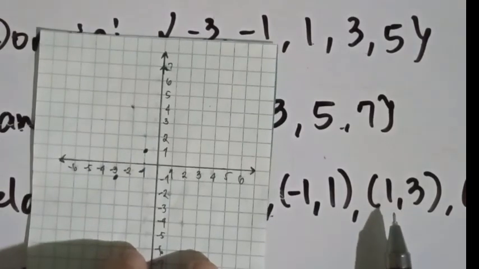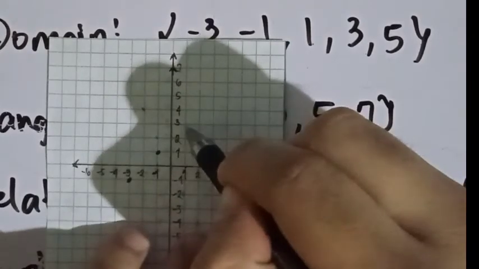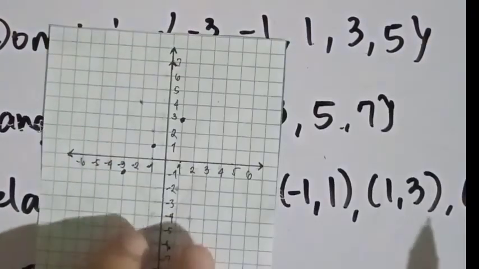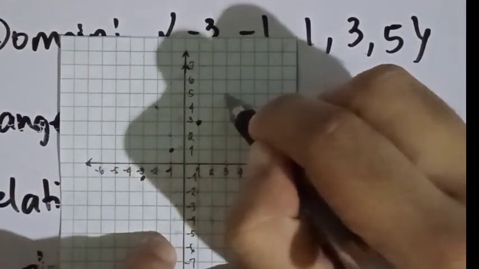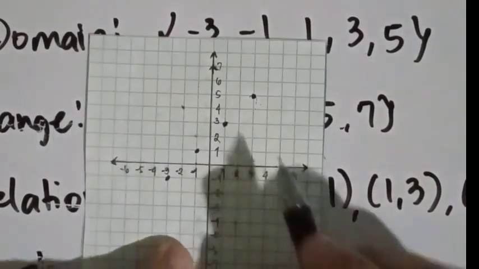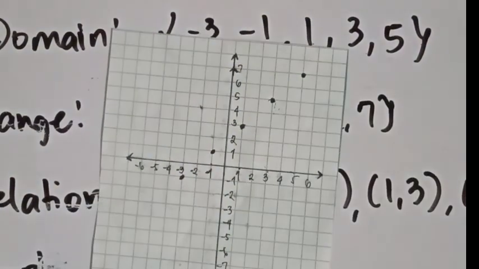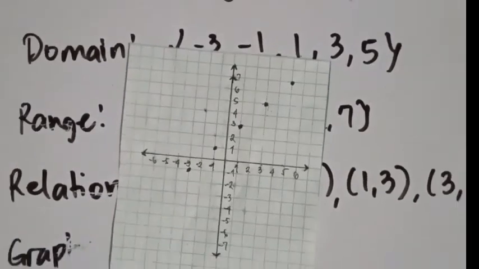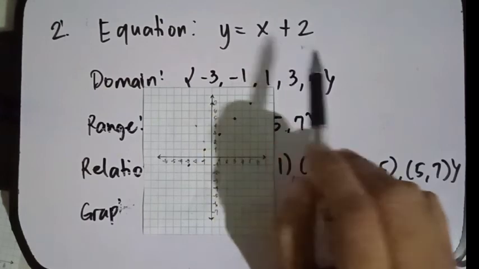Next, 1, 3. So, 1, tapos 3, dito siya. Next, 3, 5. 3, 5. Ayan. And finally, 5, 7. So, 5 and 7. So, dito siya. So, dapat alam niyo na kung paano ninyo mag-plot ng points. Sinasabi ko sa inyo. Okay? So, that's it. Ito na yung graph ng relation kung saan yung given equation ay y equals x plus 2.